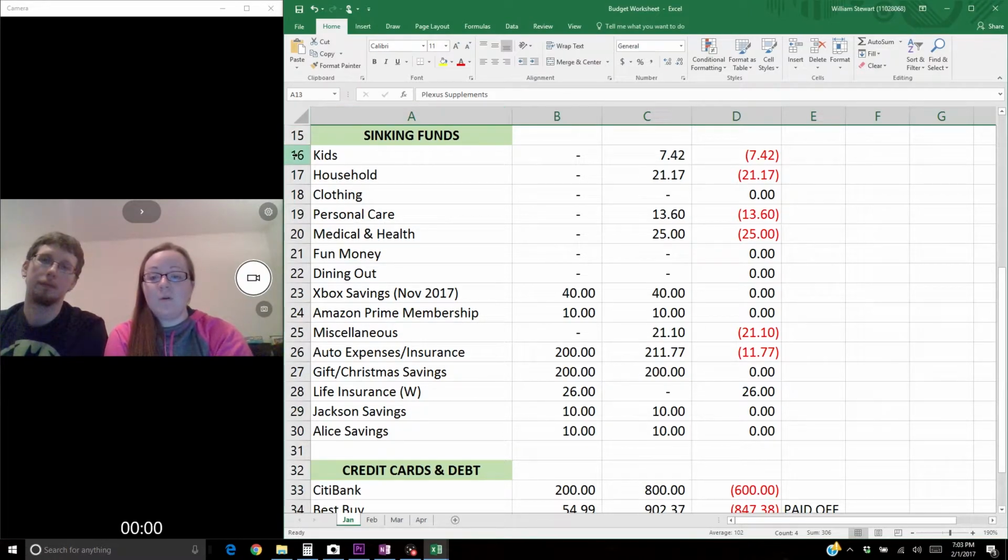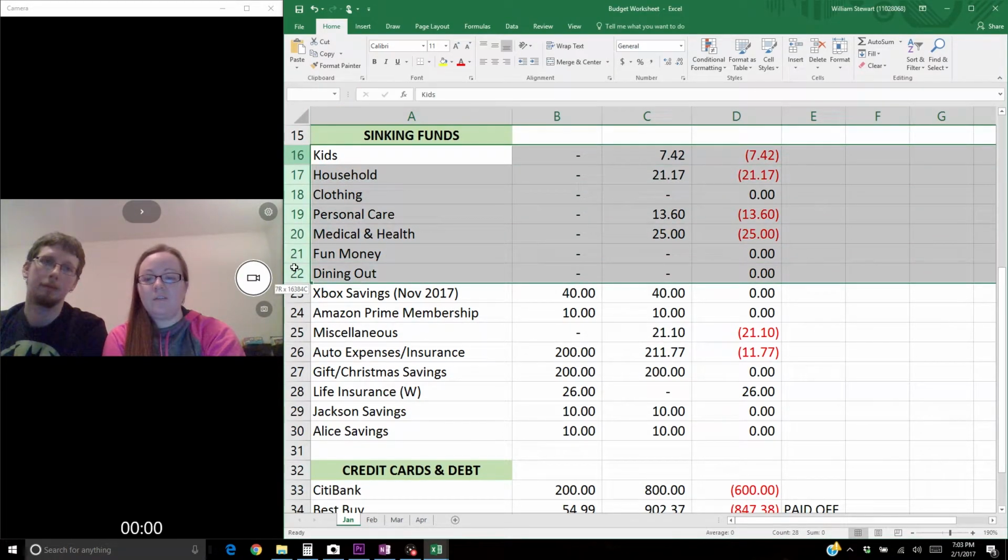Scrolling down here to our sinking funds, these are ones that we would typically contribute to, but most of these we did not. So all of these, our kids, our household, clothing, personal care, medical and health, fun money, and dining out, we did not budget anything for January because of it being a no-spend month.